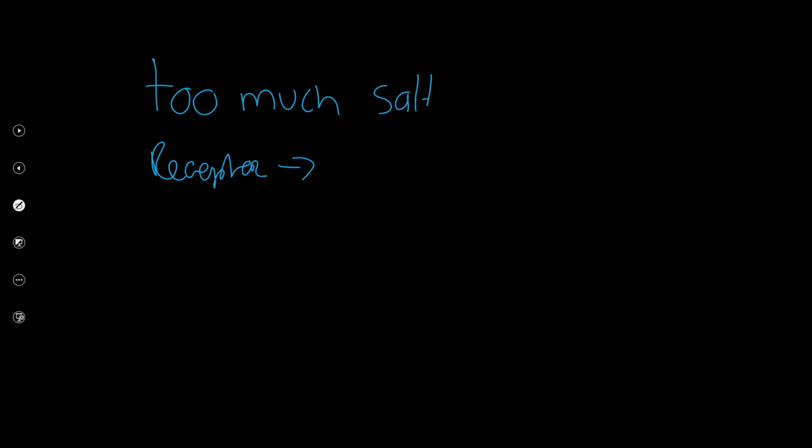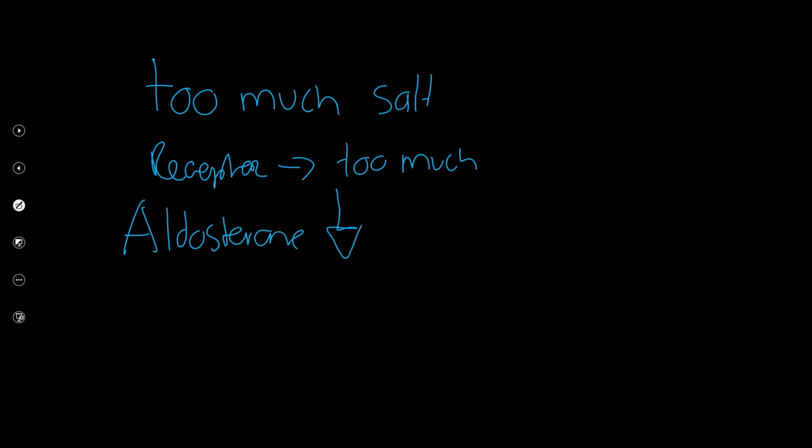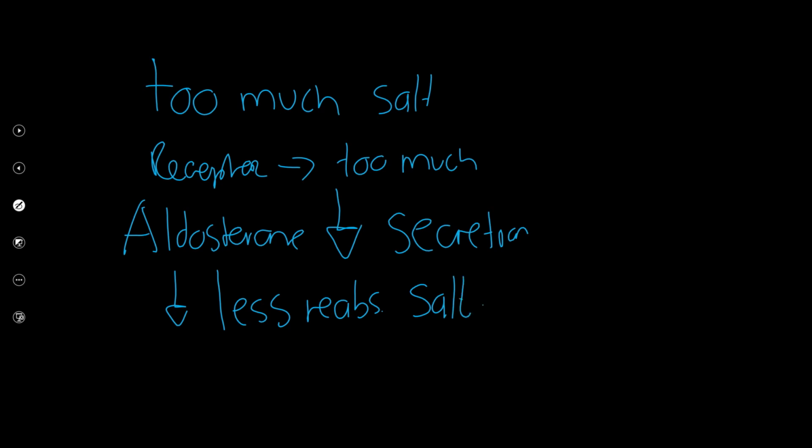The second thing you need to talk about is if I have too much salt. And here you're going to say that receptors, all right, are going to pick up that there's too much salt. And who is going to pick it up? Aldosterone. And what aldosterone is going to do, it's going to decrease in secretion, because aldosterone brings salt into the body, and because it decreases, what happens? All right, less reabsorption of salt. So what happens to the salt? Increase of salt in my urine.